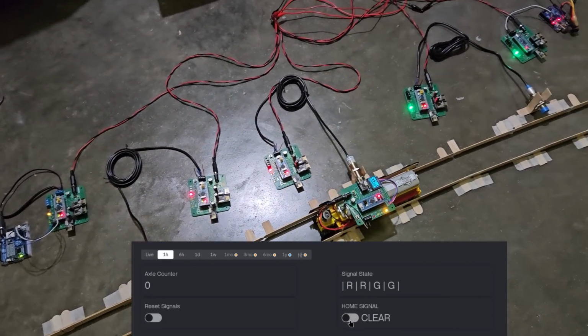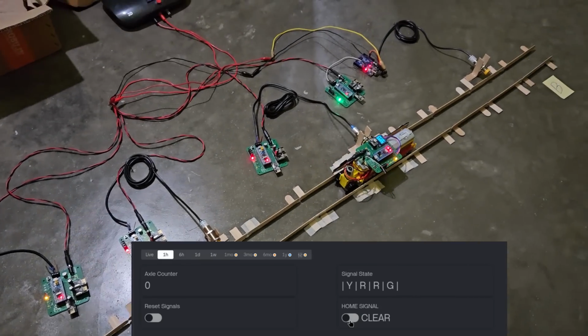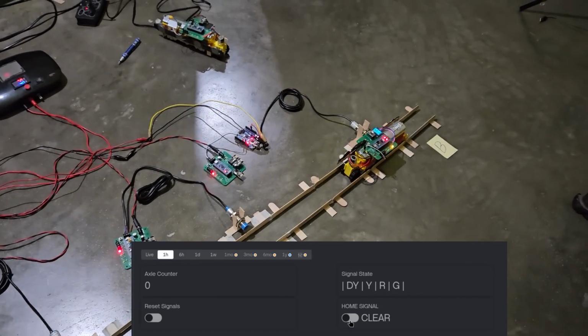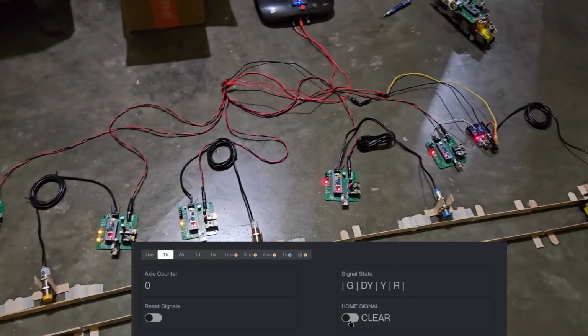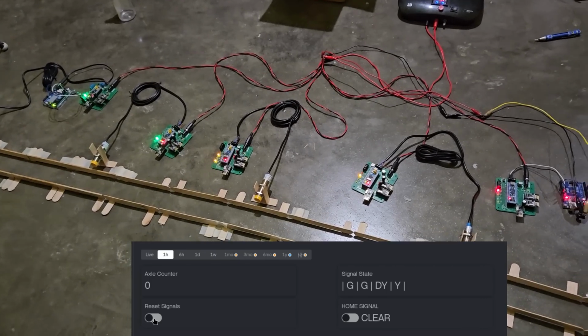Notice the axle counter and the signal state changing as the locomotive crosses the signal units. Now to clear all the signals between the stations, I can press the signal reset button on the web UI.